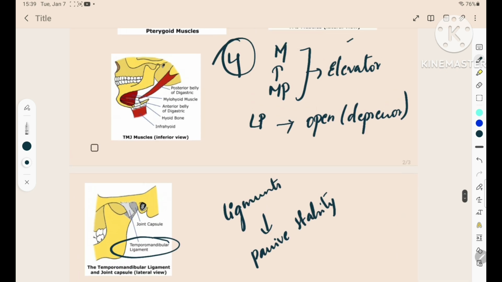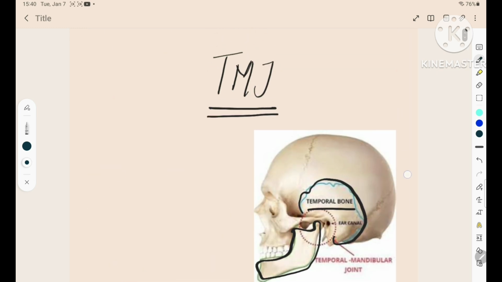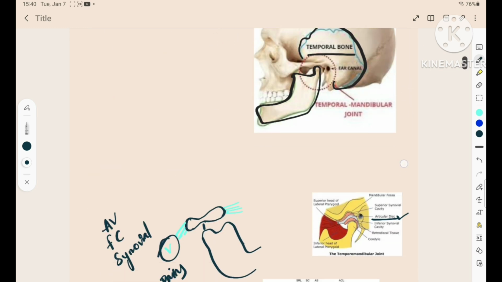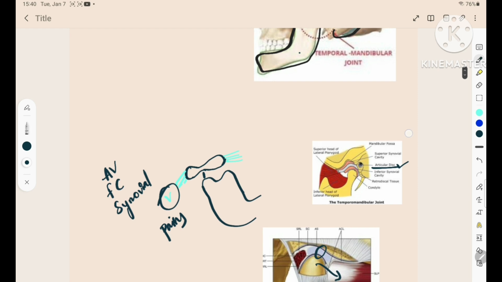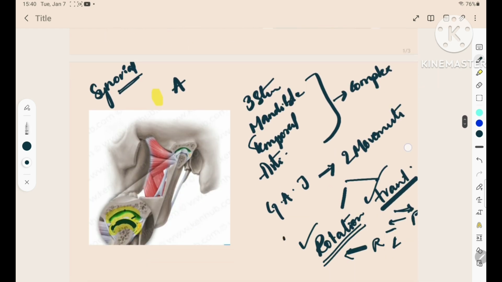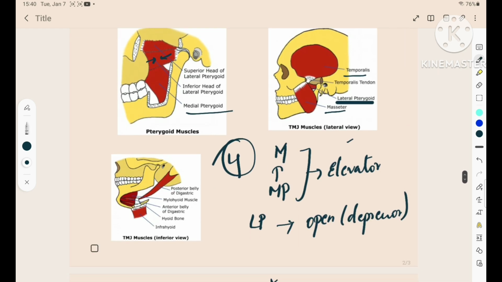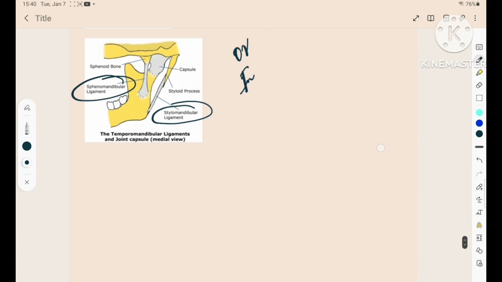So this is all about the temporomandibular joint, where we learned about the temporal bone as well as the mandibular bone, how they appear, the articular disc, the muscles involved in the temporomandibular joint, and the ligaments involved in the temporomandibular joint. So this is all about the video.